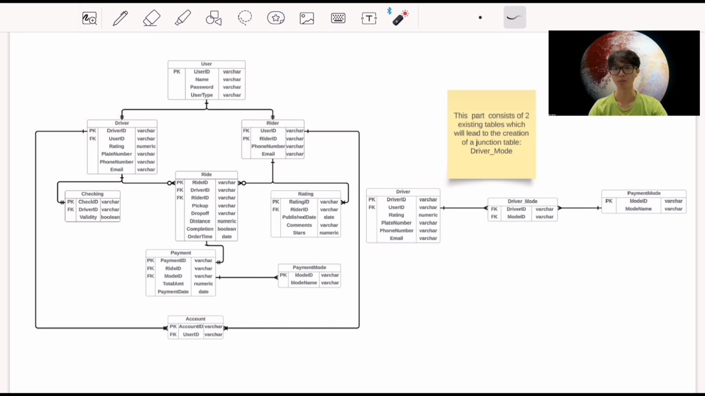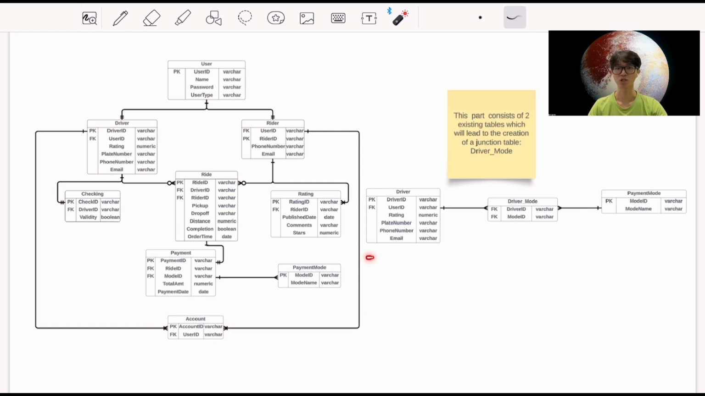It is connected to the payment table and indirectly associated with rides. Sixth, the checking table tracks the validity of the driver, with driver ID as a foreign key, ensures compliance and maintains driver status. Seventh, the rating table allows riders to leave reviews and ratings for a specific ride using ride ID and rider ID as foreign keys. Eighth, the account table is associated with the user through user ID, storing additional account-related information.